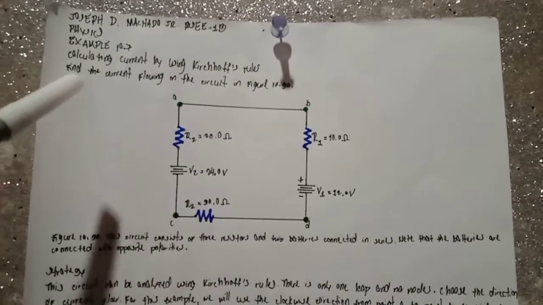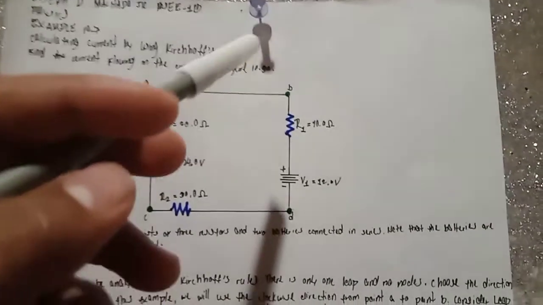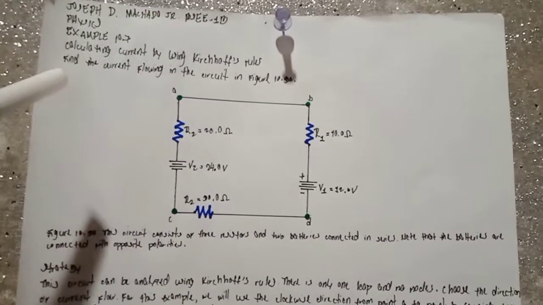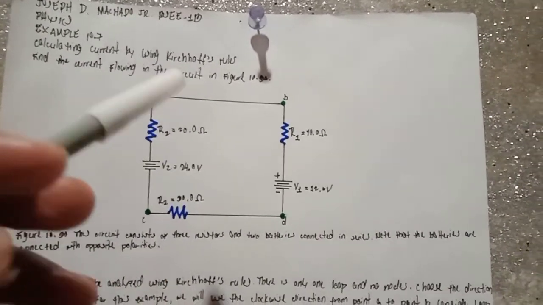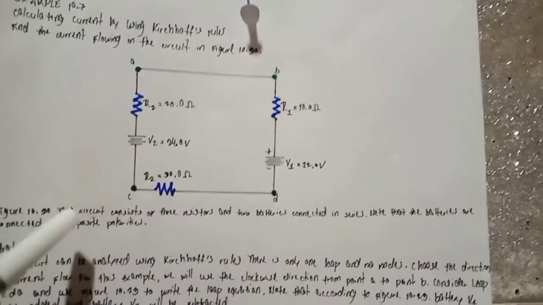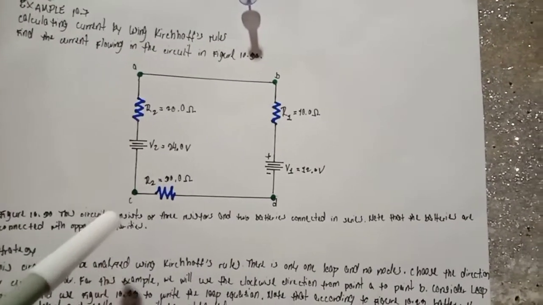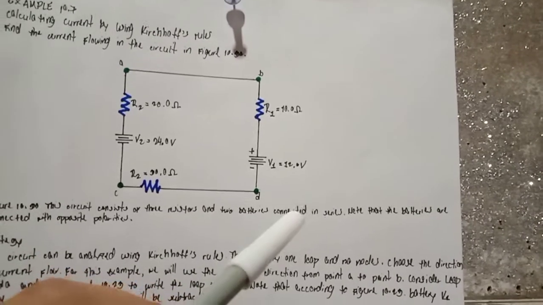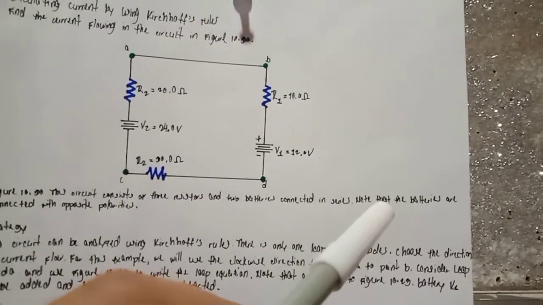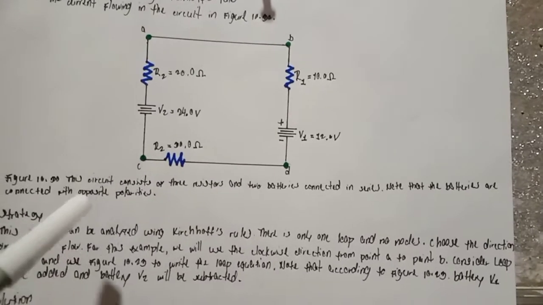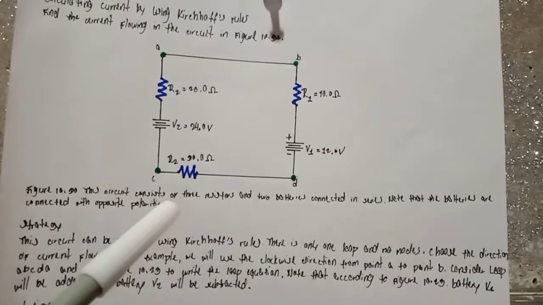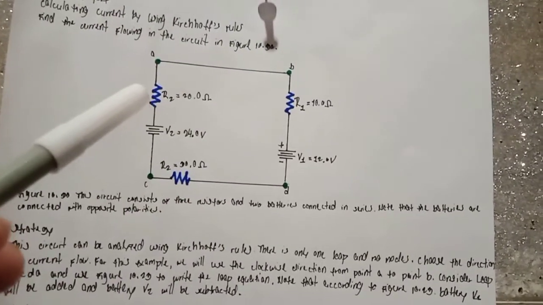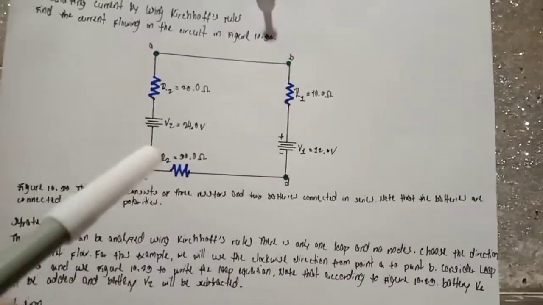Calculating the current by using Kirchhoff rules. Again, find the current flowing in the circuit, figure 10.30. The circuit consists of 3 resistors and 2 batteries connected in series. Note that the batteries are connected with opposite polarities. So this is 3 resistors and the batteries.